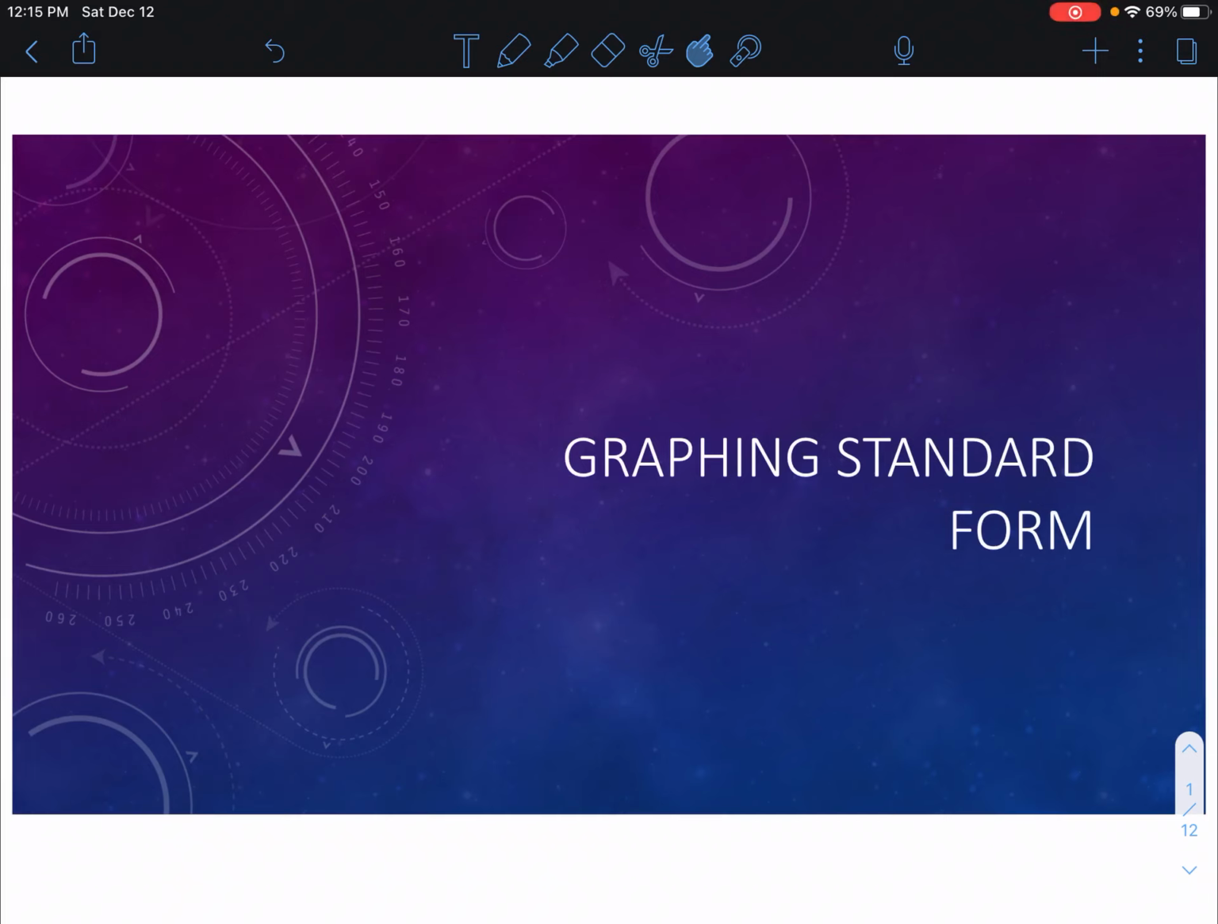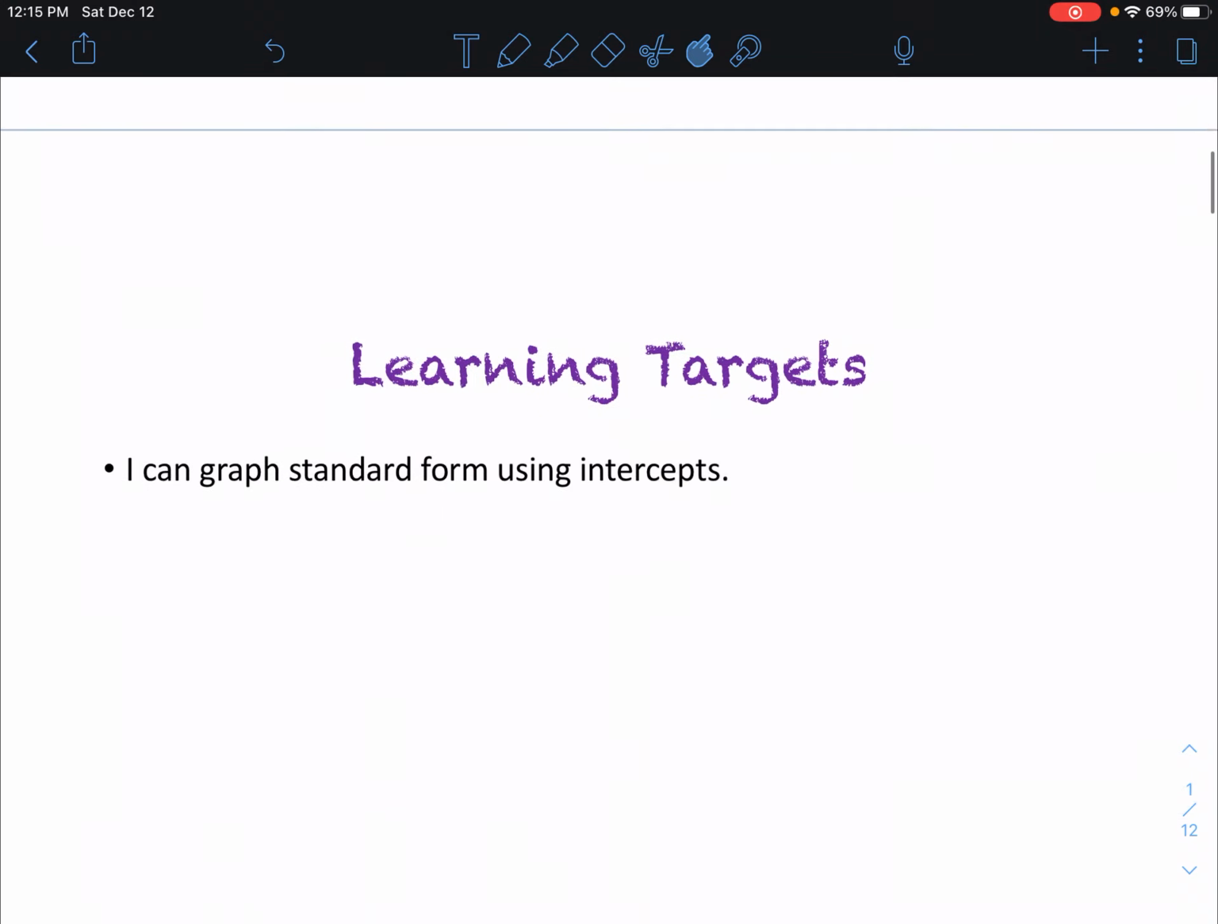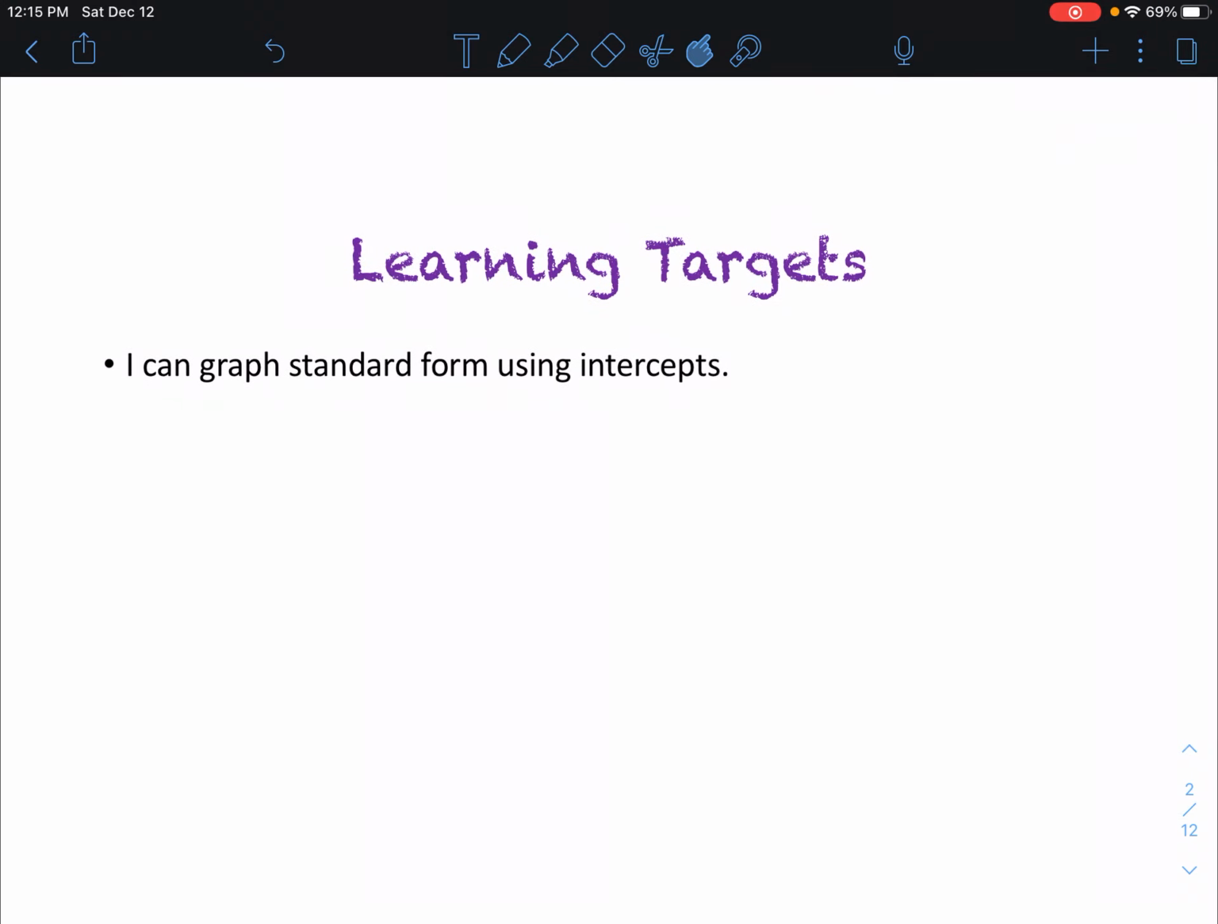All right, hello. So we've been talking about how to graph lines in slope-intercept form, or y equals mx plus b. Another type of equation that you'll see is something called standard form, and today we're going to learn how to graph a line that's in standard form. Okay, we're going to do this by using x and y intercepts.